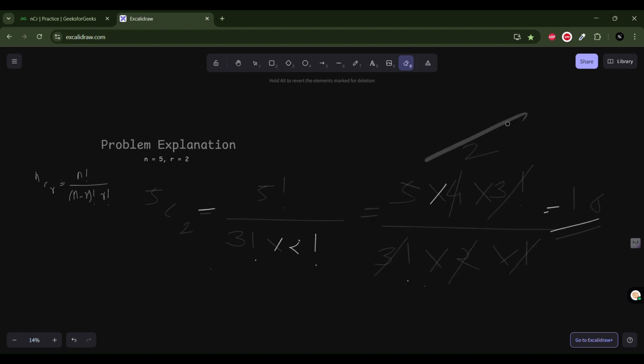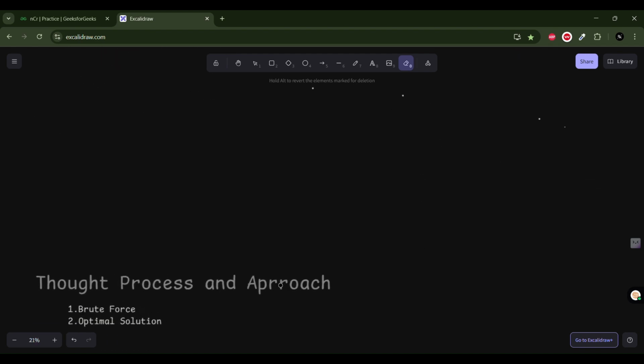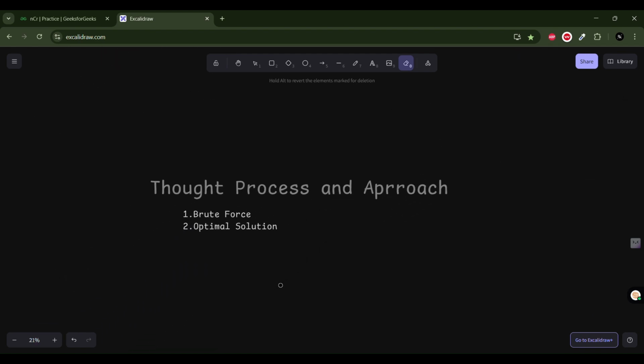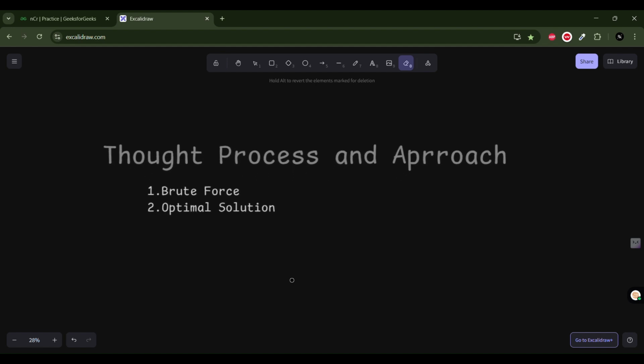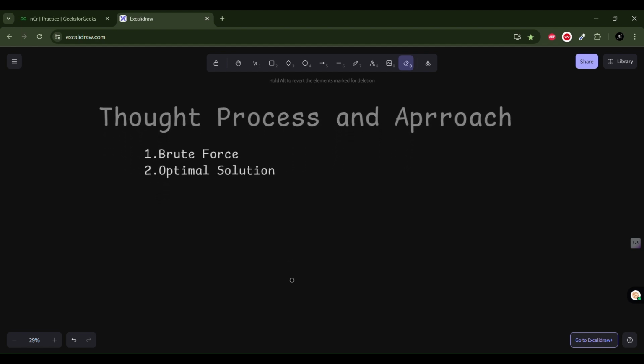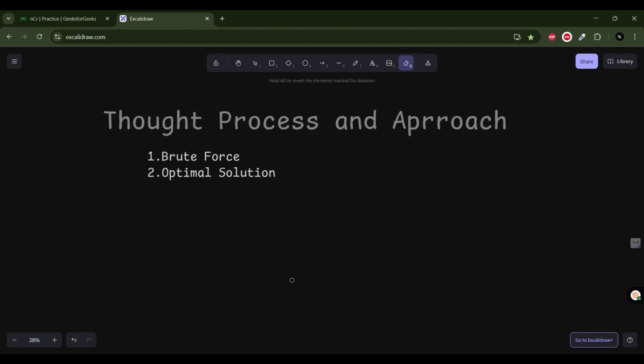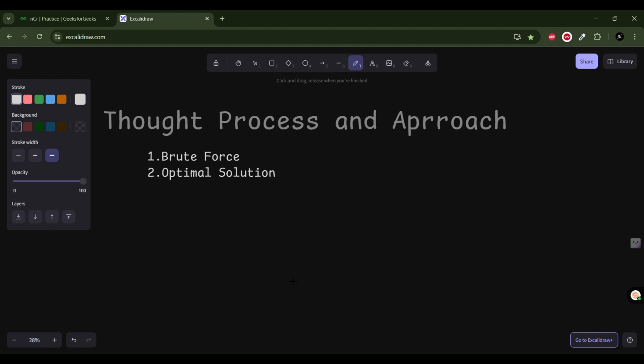Now let's understand the thought process and approach behind it. What brute force can you think of? Yes, there is a simple brute force. We are given nCr, and we know the formula: n factorial upon n minus r factorial and r factorial.